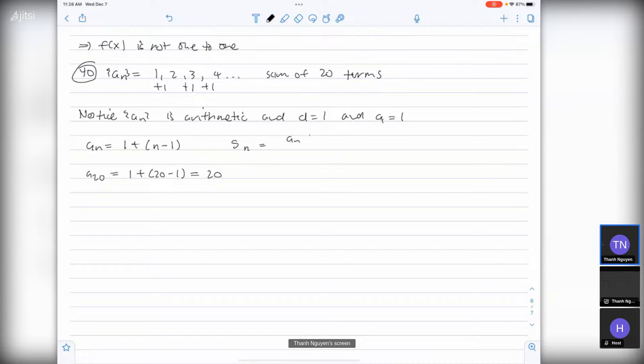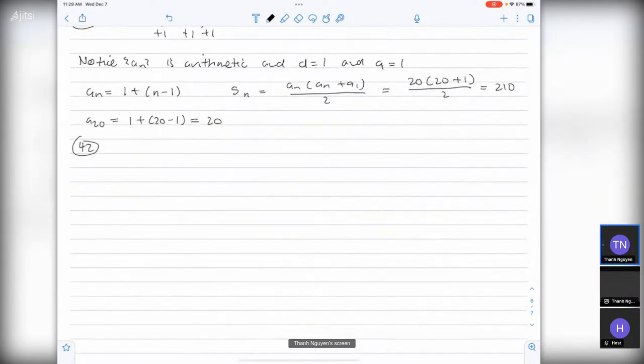n times (a_n plus a_1) over 2. Okay, 20 times (20 plus 1) over 2, and this is 210. All right. And the answer to 42 is shown.